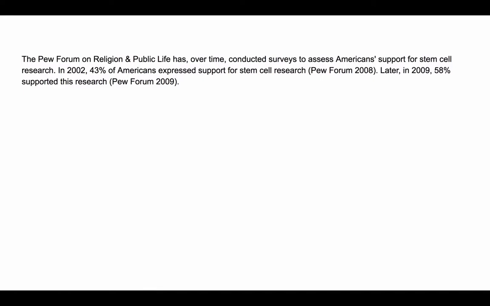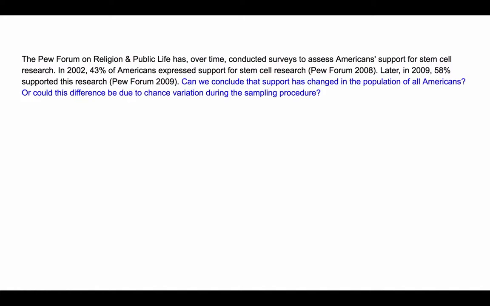The Pew Forum on Religion and Public Life has over time conducted surveys to assess American support for stem cell research. In 2002, 43% of Americans expressed support for stem cell research. Later in 2009, 58% supported this research. Can we conclude that support has changed in the population of all Americans? In other words, on the basis of this, can we conclude that support has gone up? Or could this difference just be due to chance variation during the sampling procedure? In other words, do we happen to just draw more people who support stem cell research in 2009 by chance?